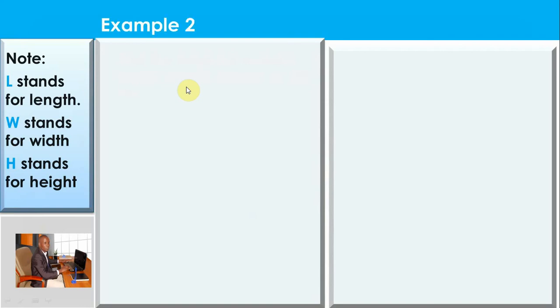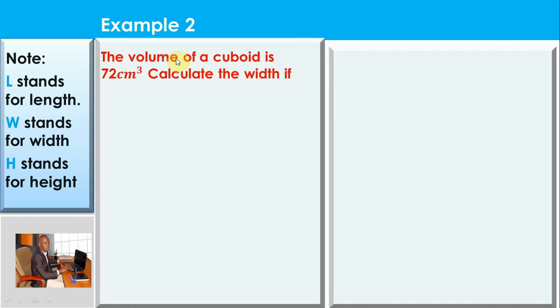We have example number 2. In number 2, what are they saying? Okay, number 2 comes right away. So in number 2, what they are saying is the volume of a cuboid is 720 cubic centimeters.